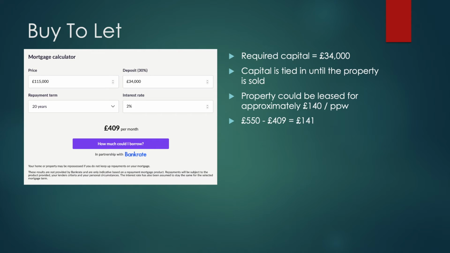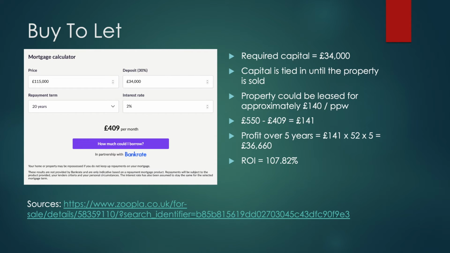This would mean that it was £550 a month, minus obviously your cost for the mortgage. You're looking at approximately £141 of profit per week. So over a 5-year period, this would give you £36,660 over 5 years, which is a return on investment of 107.82%. The sources for the mortgage calculator again was Zoopla, the same place where I found the property.